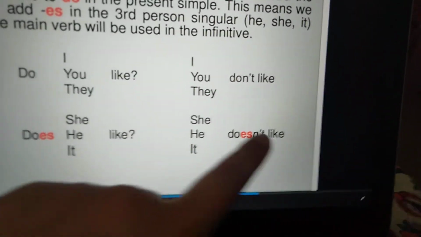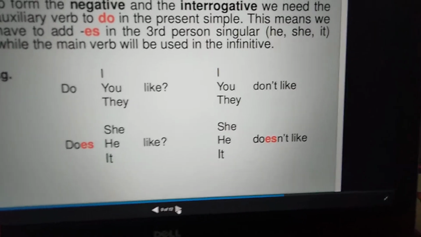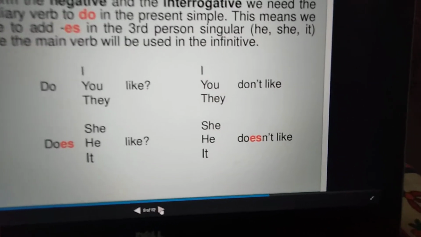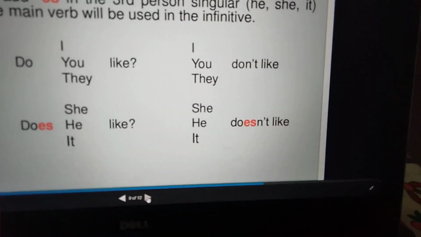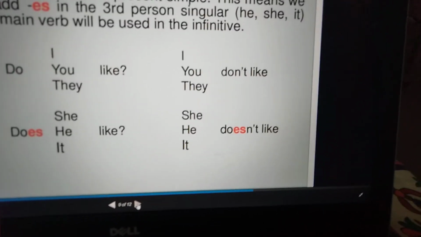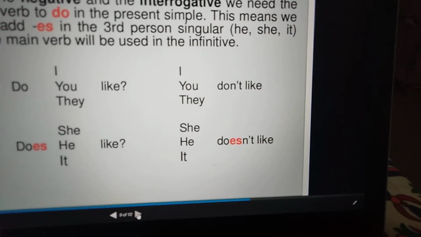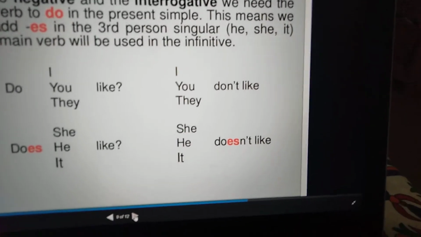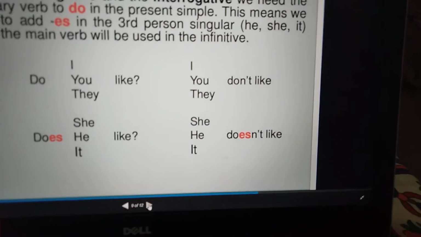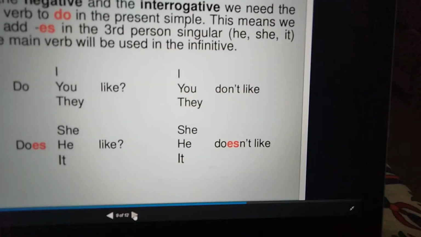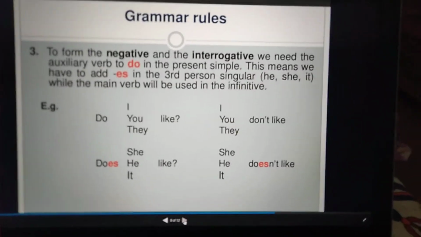And ये these are the negative form. She doesn't like, she singular है and this is the third person pronoun, so she doesn't like. अगर she की जगह if I add they, so they doesn't like गलत होगा. It should be they don't like because they is plural. Plural के साथ हम do लगाते हैं और don't लगाते हैं, and with singular we use does and doesn't. Clear बच्चे? I hope it must be clear.